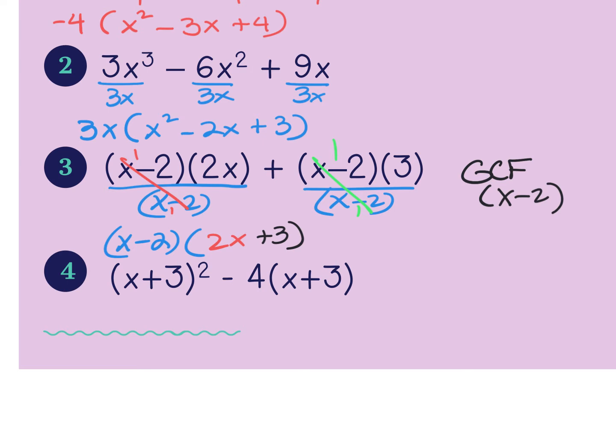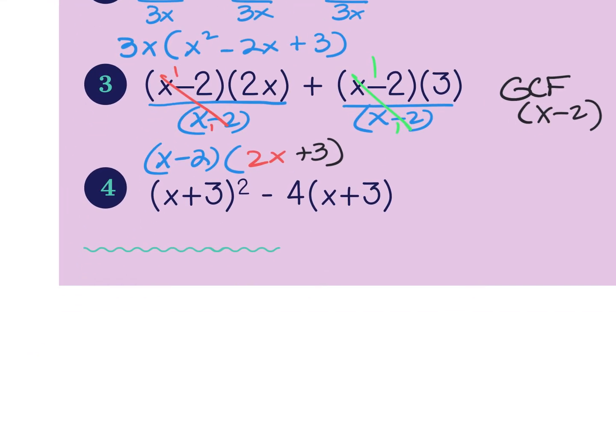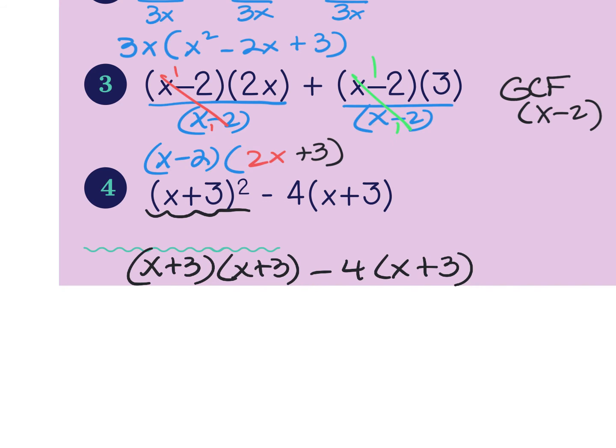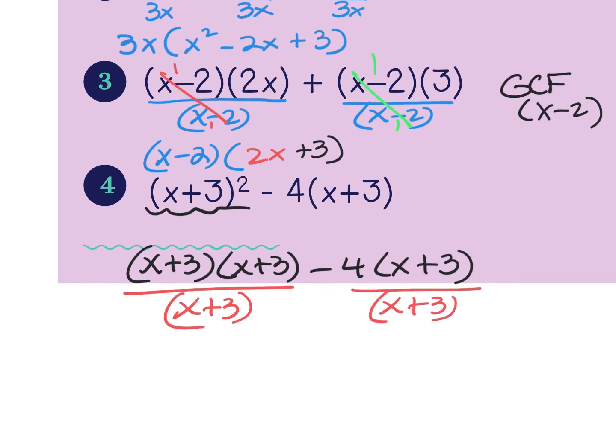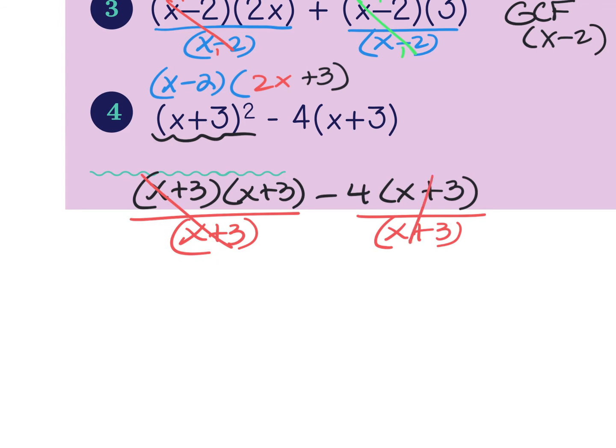For the next one, same thing. Now, if you think about it, this x plus 3 squared is really this. And again, you can see that each of the terms have in common the binomial of x plus 3. So I'm going to divide this one by the GCF and this one. This cancels. And now GCF on the outside, which was the x plus 3.